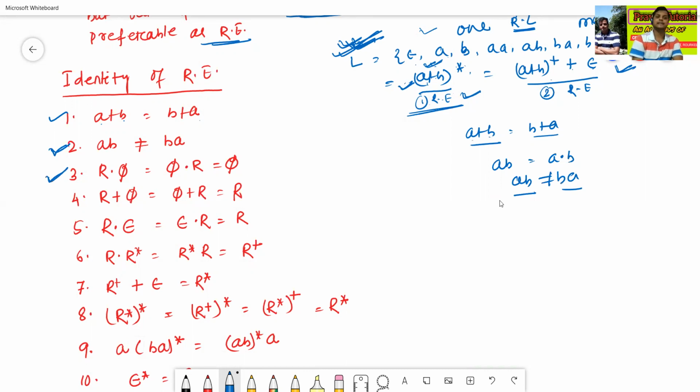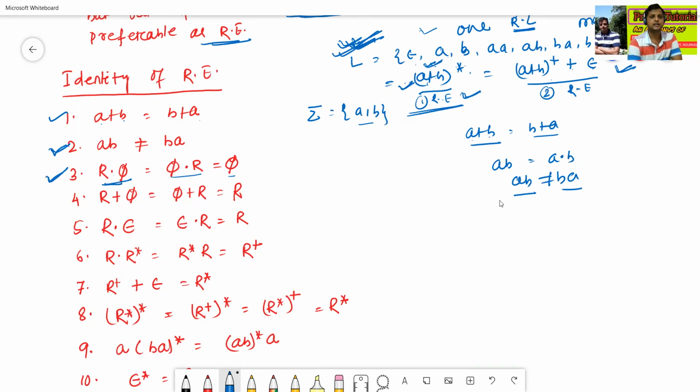The third identity: r dot phi equals phi dot r equals phi. Phi means here empty. r means, let it be a regular expression. Let's take an example. Suppose my input alphabet is a comma b.